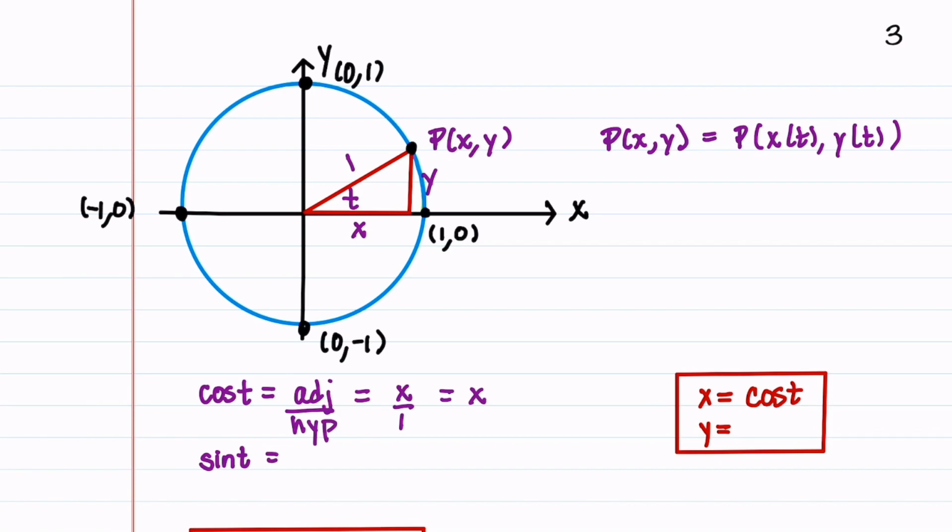Sine t, if we look back up at our triangle, is equal to the opposite side divided by the hypotenuse, which is equal to y over 1, which is equal to y. So in our box, we can write y is equal to sine t. This is worth memorizing.